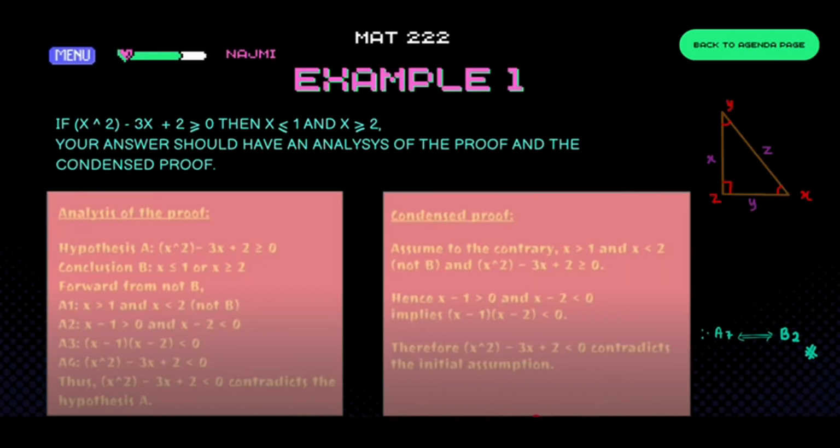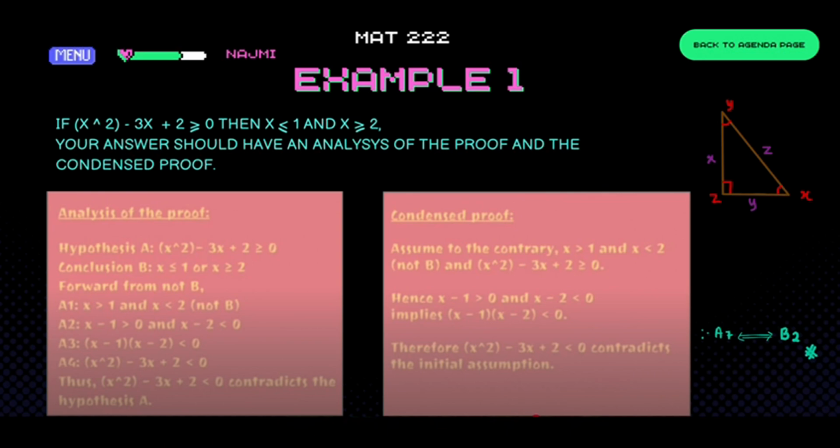Example 1. If x squared minus 3x plus 2 is greater than or equal to 0, then x is less than or equal to 1 or x is greater than or equal to 2. Your answer should have an analysis of the proof and the condensed proof. For the analysis of the proof, hypothesis A is x squared minus 3x plus 2 greater than or equal to 0, and conclusion B is x is less than or equal to 1 or x greater than or equal to 2.